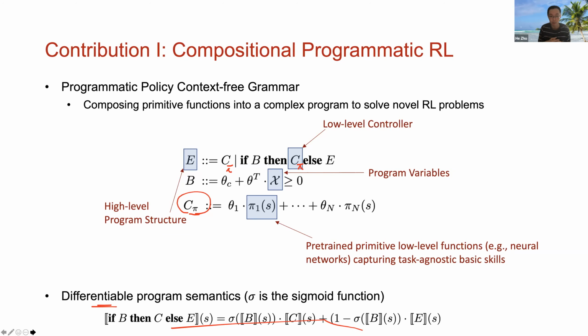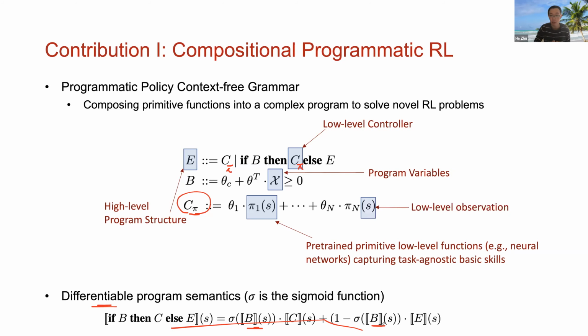And the intuition here is that if the value of B is significantly greater than 0, then the result from the then branch dominates. If the value of B is very close to 0, then the result from the else branch dominates the final result. So by giving a smooth definition to the conditional constructs in the program, we make the program differentiable. So we can then directly use reinforcement learning to update our program.